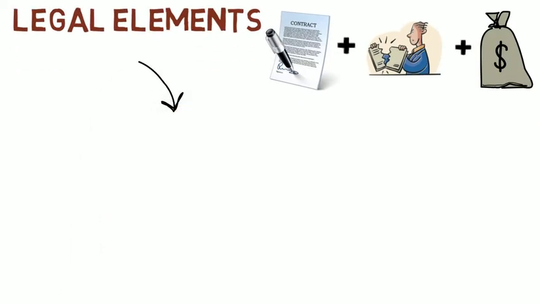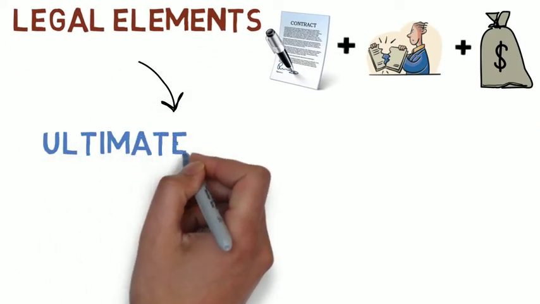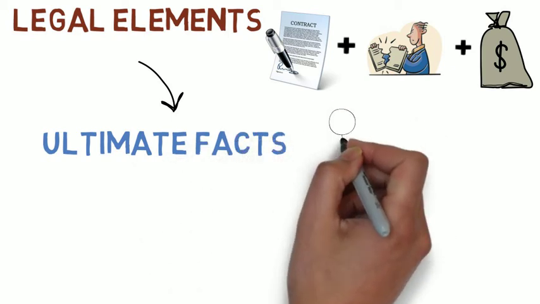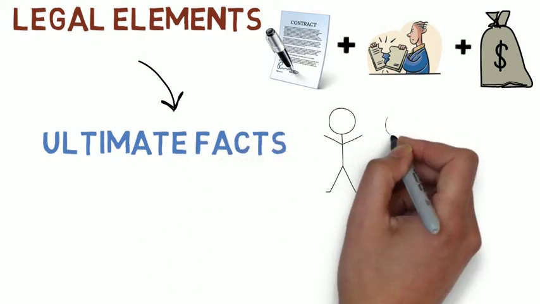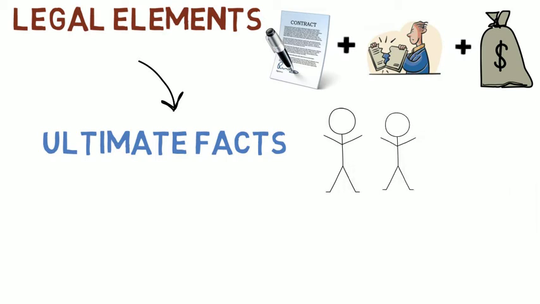Ultimate facts are the generic facts that correspond to a claim's legal requirements. So these are the generic facts the jury must ultimately find in order for the plaintiff to win. In a contract claim, the jury must find the ultimate fact that both parties agreed to a contract, the defendant did not do what was required in the contract, and some damages resulted.